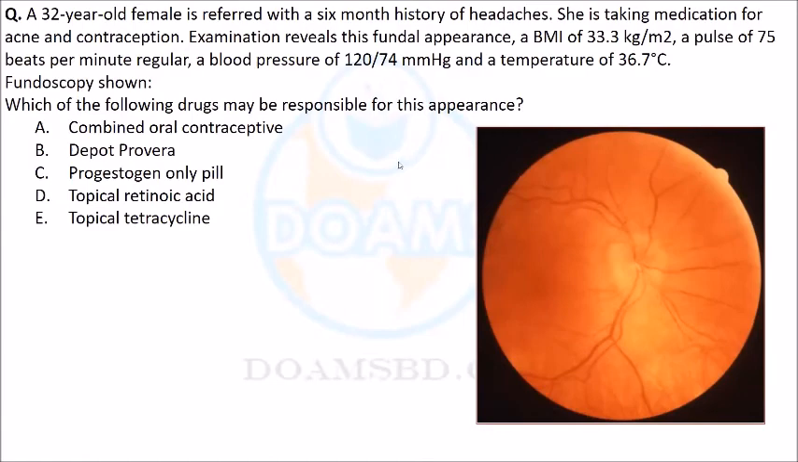So what is the name of the underlying disease? Benign intracranial hypertension, or idiopathic intracranial hypertension. Though these are not etiologies but associations, sometimes it is said as idiopathic intracranial hypertension. The reason is not clear, but sometimes it is associated with this.